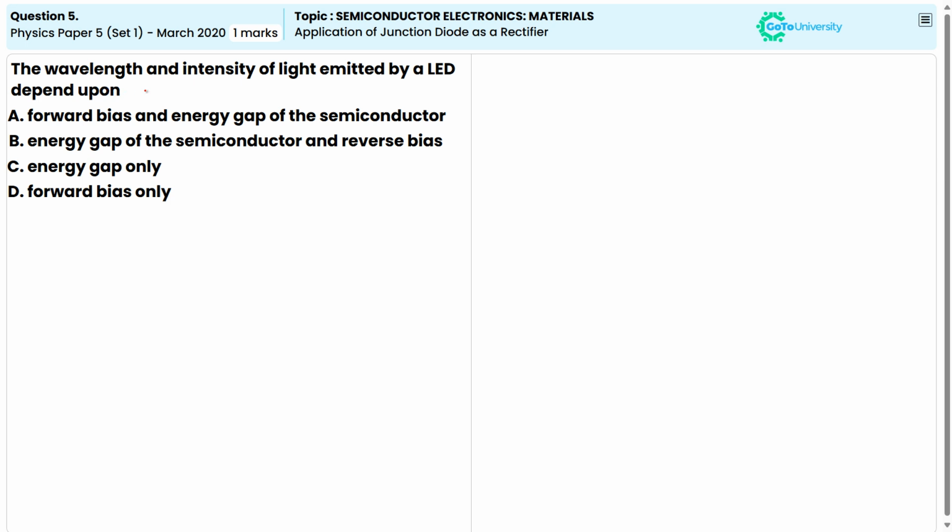Here the question is: the wavelength and intensity of light emitted by an LED depends upon only forward bias, or forward bias and energy gap, or energy gap of the semiconductor and reverse bias. So we are going to check whether it is only forward bias, or reverse bias, or forward bias and energy gap of the semiconductor, or reverse bias and energy gap of the semiconductor, or only energy gap.